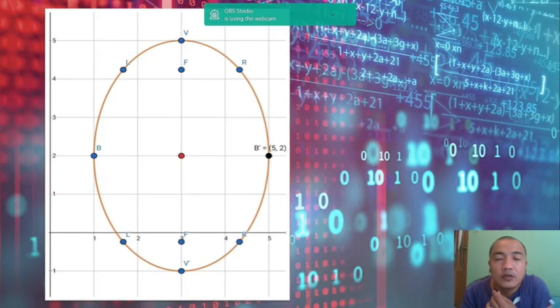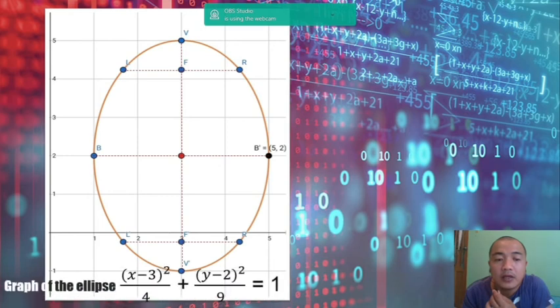Okay. So, I think we are now ready to sketch the graph of the ellipse. That's the major axis. It is vertical. Minor axis. And then the two latera recta. Okay, that's the graph of the ellipse for number 1.